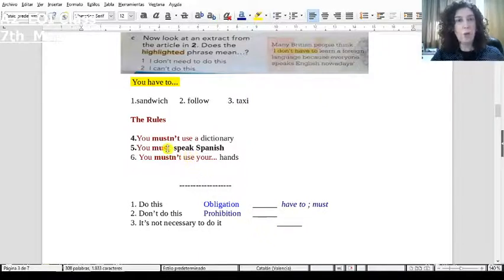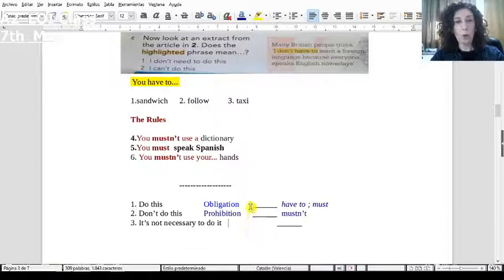Very good. You mustn't use a dictionary. You mustn't use your hands or mind. Then to express prohibition, para expresar prohibición, you can't smoke in here, you can't use Spanish in class, but mustn't is more formal. You mustn't smoke here, you mustn't drive on the other side. Then prohibition, vamos a dar que es mustn't, no debes hacer esto, está contra la ley, against the law.